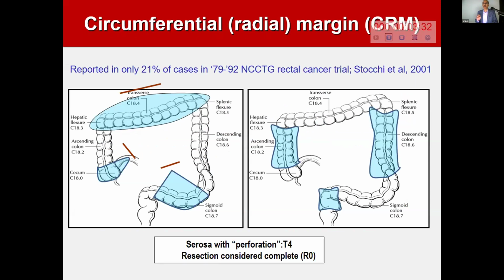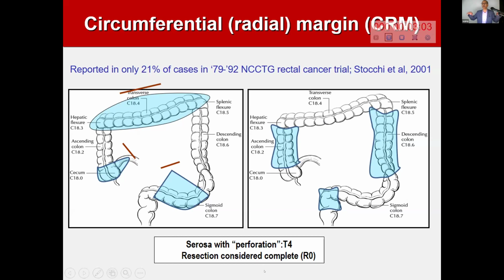Quick words about radial margin again, because we go back to the grossing issue. Remember that we think of colon as one thing, but in terms of peritoneal coverings, they are very different. So the cecum, transverse colon, sigmoid colon, they're all intraperitoneal. They hang freely by a mesentery. So the only true margin in those resections will be the mesenteric margin.